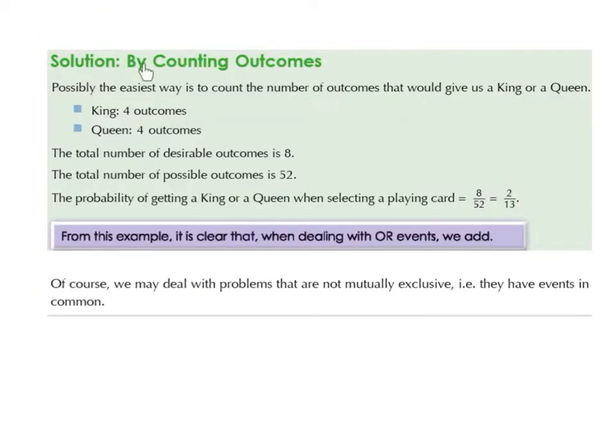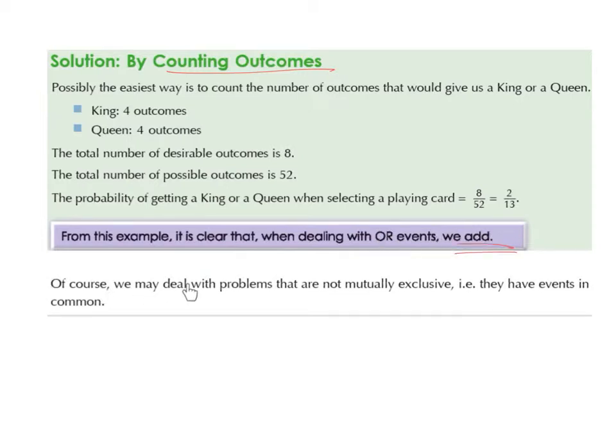Another way we can do it is by counting outcomes. Probably the easiest way is to count the number of outcomes that would give us a king or a queen. A king, there are 4 outcomes. A queen, there are 4 outcomes. The total number of desirable outcomes is 8. The total number of possible outcomes is 52. So the probability of getting a king or a queen when selecting a playing card is 8 over 52, which again is 2 over 13. From this example, it is clear that when dealing with OR events, we add.